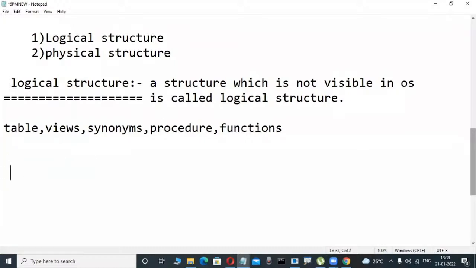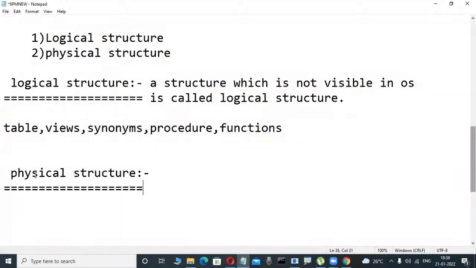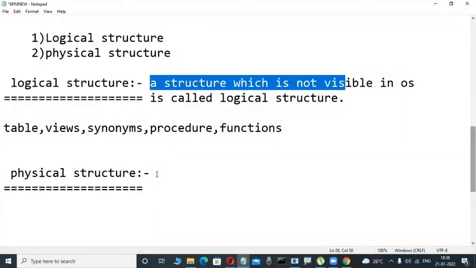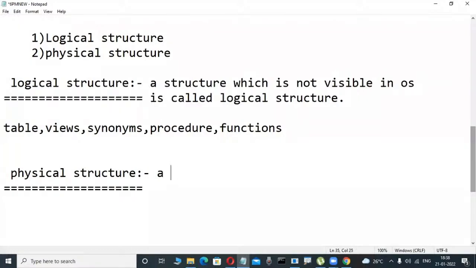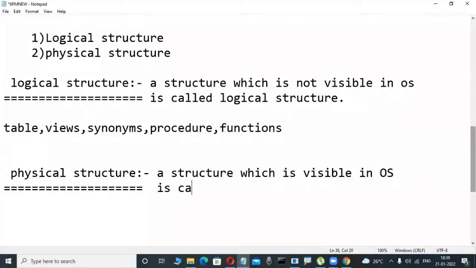Now observe here. What is the physical structure? Don't write it down, just roughly observe. Just for the idea. What does a physical structure mean? This is the opposite: a structure which is visible in the operating system, in the OS, is called a physical structure.